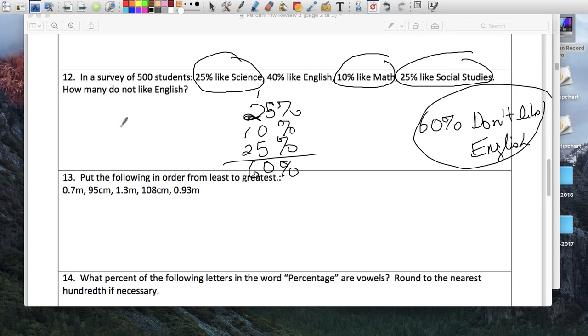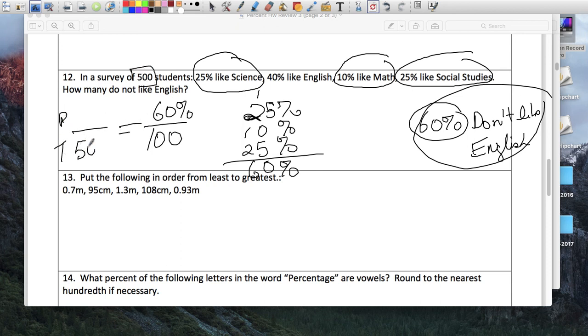What's the least, the smallest number? You can even look at this and pretend it's money for a second. The smallest one is 0.70. Second smallest one is 0.93. Next one comes 0.95. After that comes 1.08. And the last one is 1.30. There's your order from least to greatest.